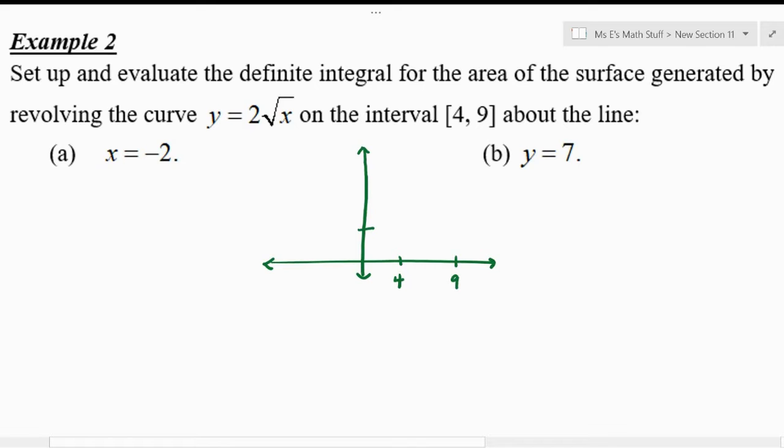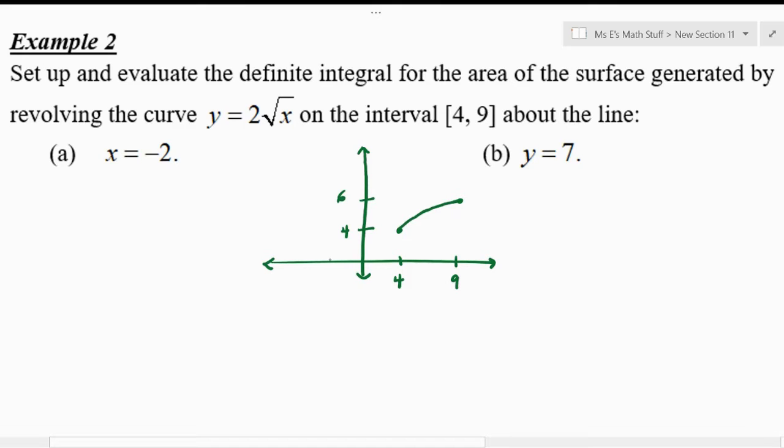All right, my friends, I know what a square root graph looks like, the basic shape. I know what happens if you double it. It's just a vertical stretch. So I'm just going to draw basically that shape from 4 to 9. If I put 4 in, I'd get 4 out. If I put 9 in, I'd get 6 out. So the part of the graph that we're thinking about here would be that little snippet right there.